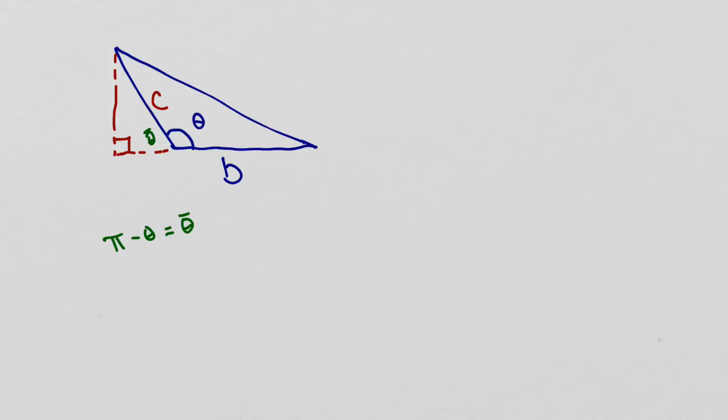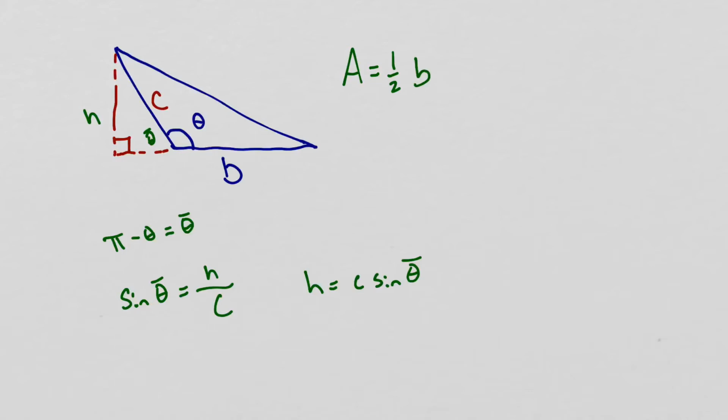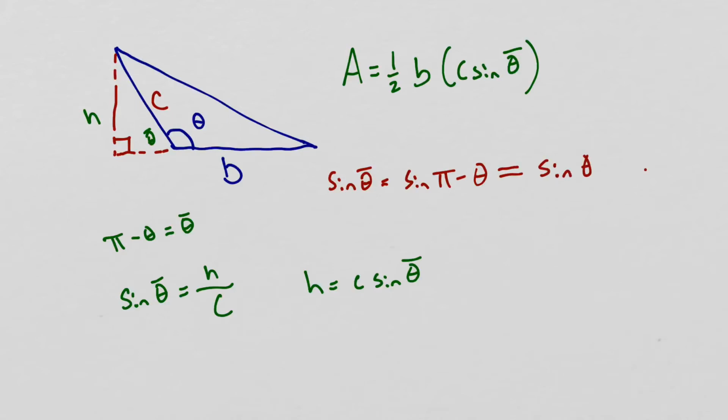And if we label this edge of our red triangle as, again, the height of our blue triangle, then sine of theta bar is going to be equivalent to h divided by c. So the height is going to be equal to c sine theta bar. Rewriting our area equation, again, we'll get the area is 1/2 of the base, this time again c times sine theta bar. And the key step here is that sine theta bar is equal to sine of pi minus theta, which is equal to sine of theta.